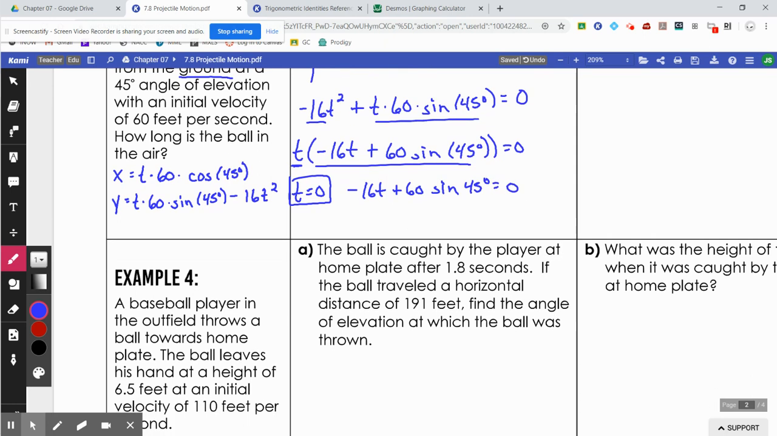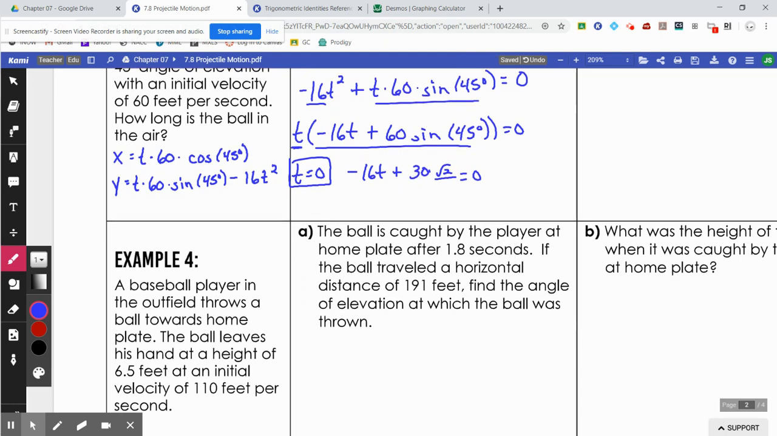Let's move our 60 sine 45, which we can actually clean up. That sine 45 is root 2 over 2. And this would cross cancel right here and give you a 30. So let's move that 30 root 2 over, and it gives you negative 16t equals negative 30 root 2. Divide that by negative 16.